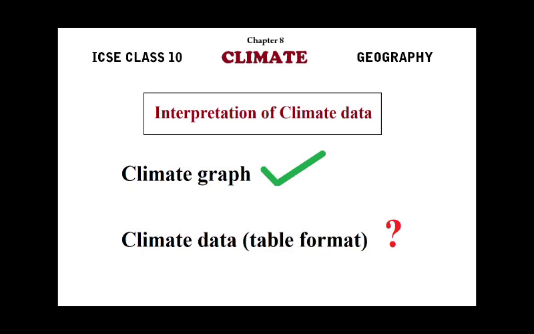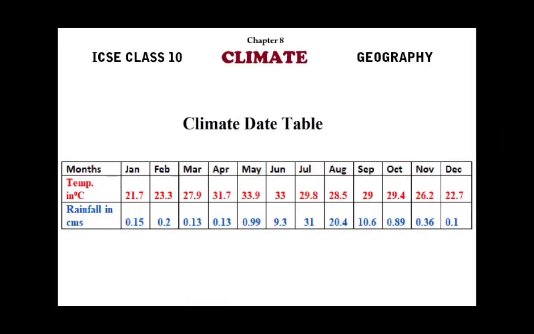That is climate data table. Let's see how it is. This is how a climate data table looks like, right? Here, data is given in a table format, similar to the other one. There it is given in a graph, here in a table format. Now, let's have a look at the data. So here all 12 months are given, temperature is also given, rainfall is also given, right?